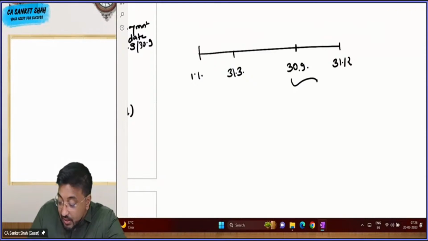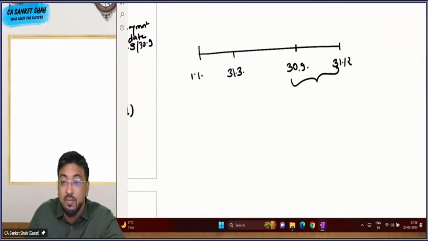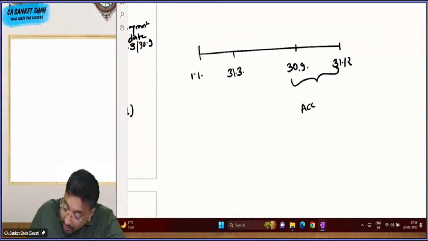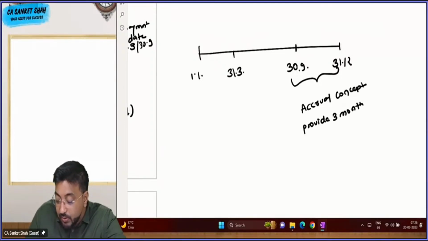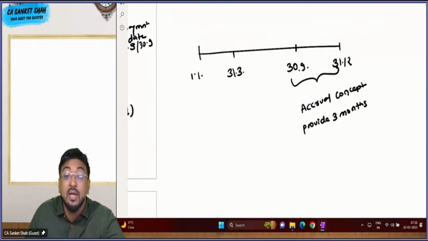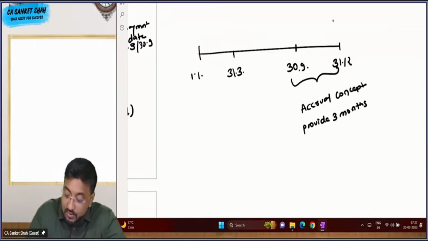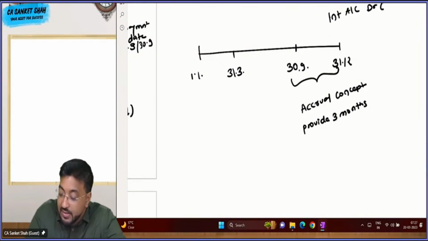So see, these 3 months, we are followers of the accrual concept. Now what is the accrual concept? Accrual concept says that you have to provide interest, though it is not paid, for 3 months. It is called provide; provide means make a provision to pay. Okay, so provide interest for 3 months. So what is the entry? Interest account debit. Interest is our expenditure, to interest payable.